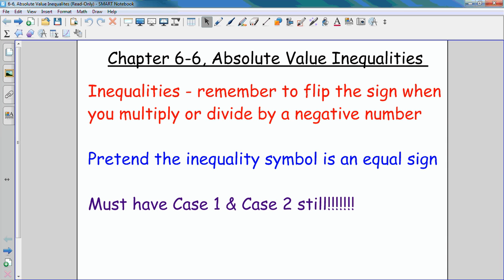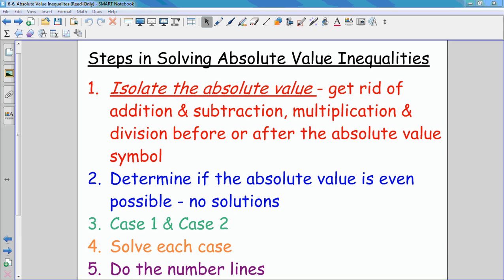Now, after you do that, you have to pretend the inequality symbol is an equal sign. You solve the equation just like that. But we have to have two cases. Okay? We still always have to have two cases. Case 1 and case 2. Okay, let's talk about these steps.